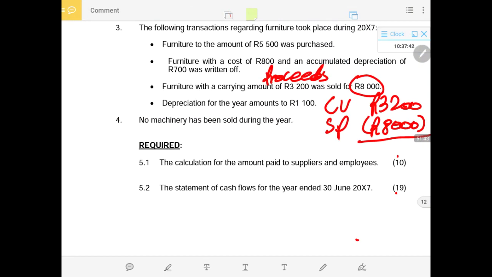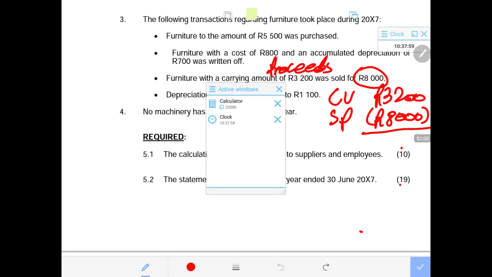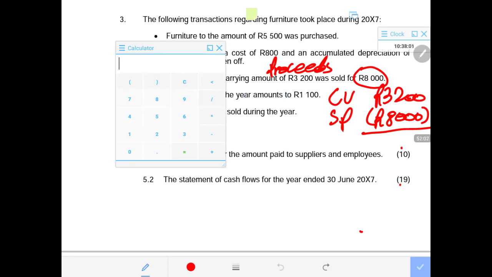Now, the furniture had a value of 3.2, meaning the carrying value was 3,200, and we sold it at a price that is more than its carrying value. That means we must have made a profit on the sale of this furniture. Now let us look at the profit side. The profit will be 8,000, which is the selling price, minus 3,200. That means we made a profit of 4,800.